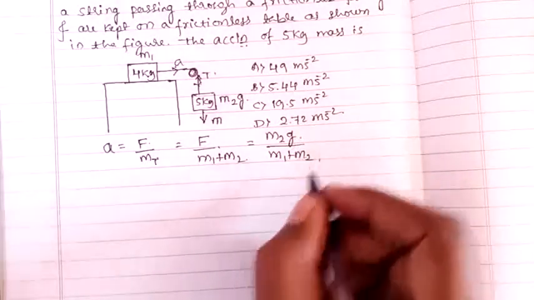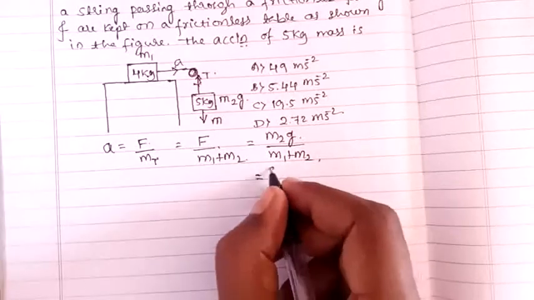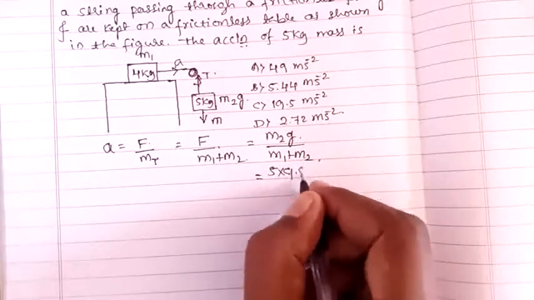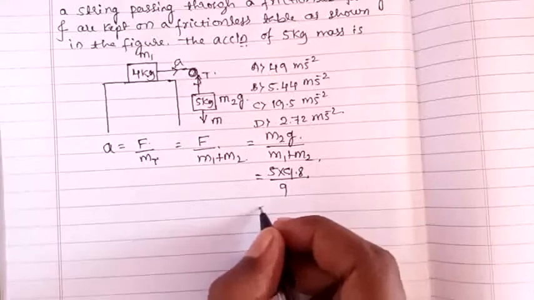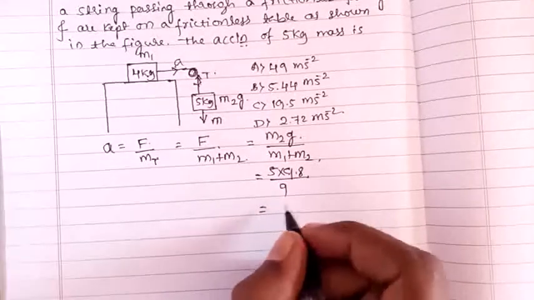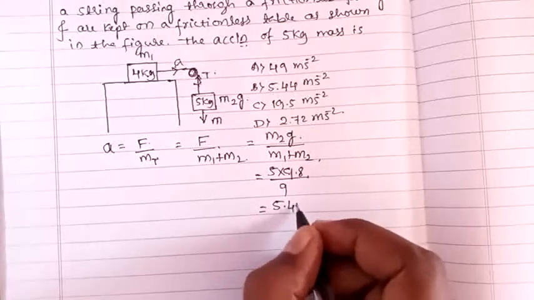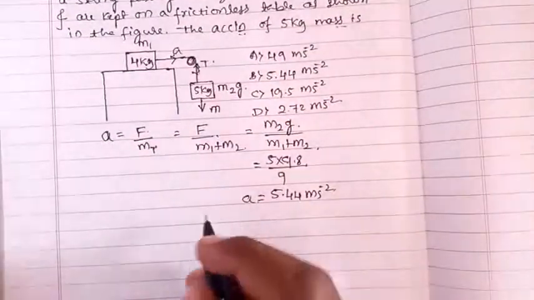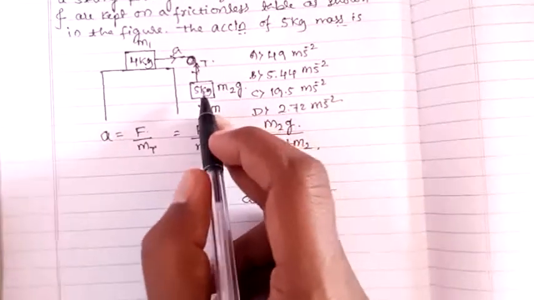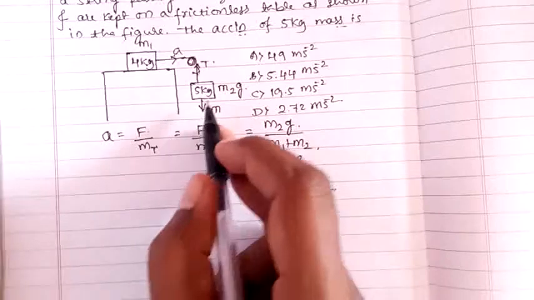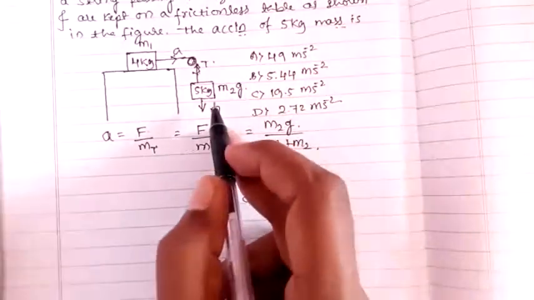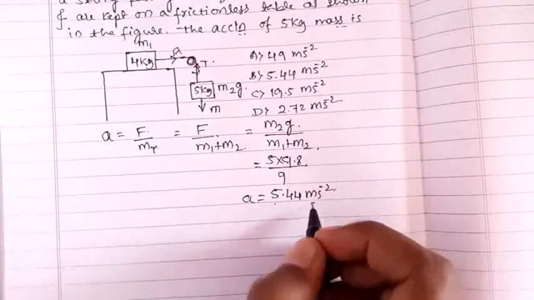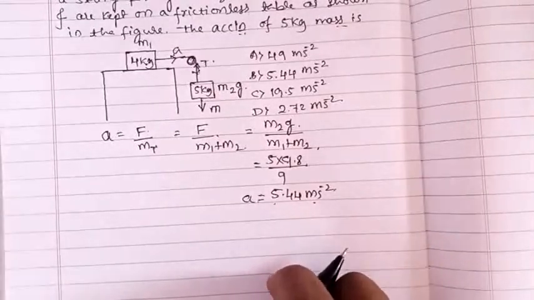Then m2 given is 5, and g is 9.8, divided by the total mass, 4 plus 5, that is 9. So 5 into 9.8 divided by 9 is nothing but 5.44 meter per second square. Then this is the answer. It is the acceleration of the 5 kg mass. Because of the gravitational force acting on the 5 kg, an acceleration is produced, and that acceleration is 5.44 meter per second square.